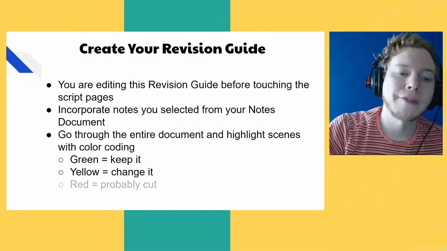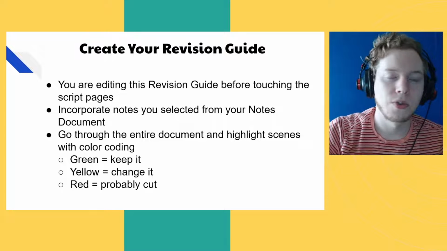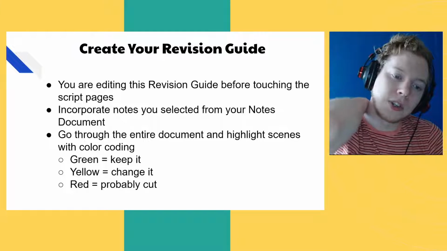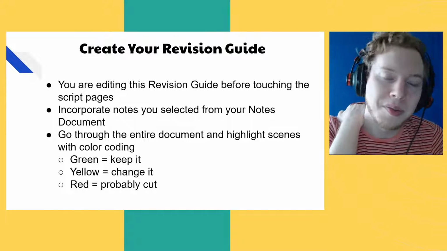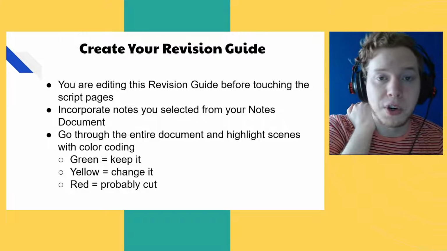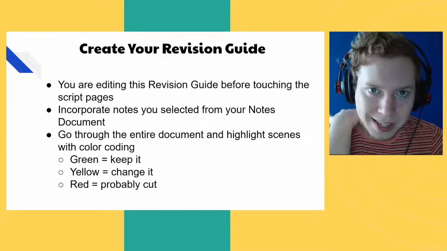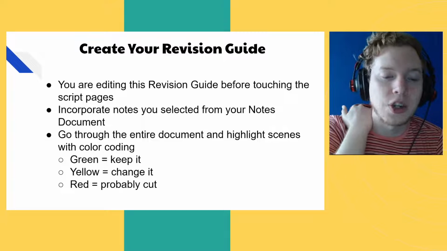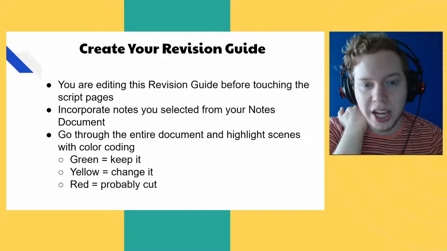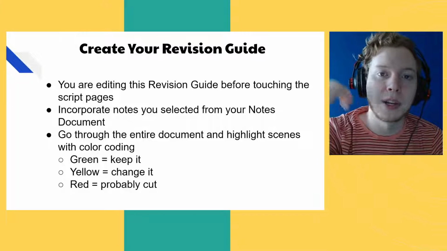After you click and highlight and then copy over the notes, you will want to go through the entire revision guide and color code it. So green means keep it. It should be as is. It was fine before and it doesn't need to change. Yellow means it will need to be changed, and red means it will probably need to be cut.